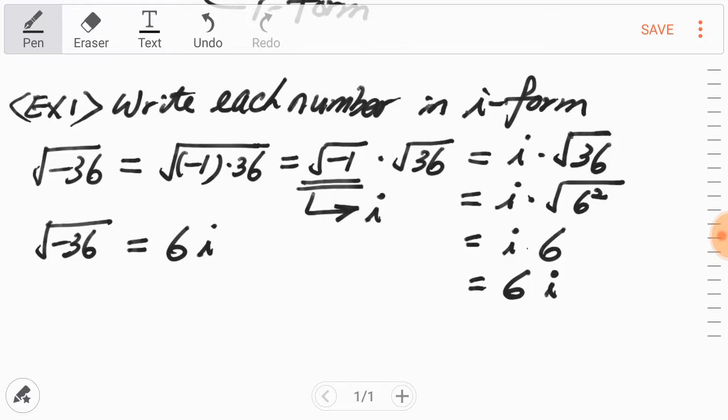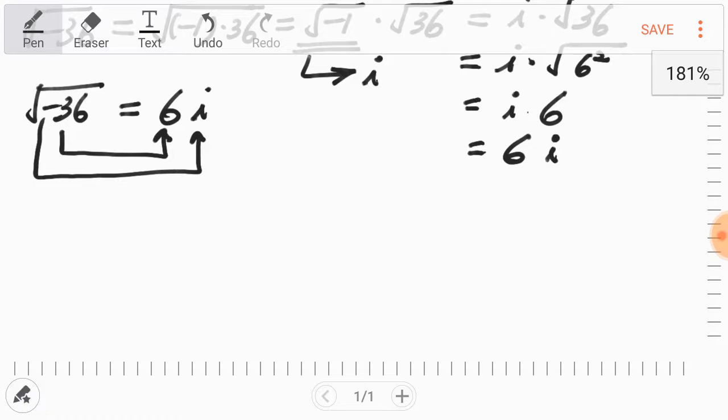Okay, this is pretty long. There are lots of steps here. Can we skip all these steps? Yes, just look at this one. 36 is 6 squared, so you can write it as 6. And square root of negative 1, this negative becomes i. So you can write it like this.